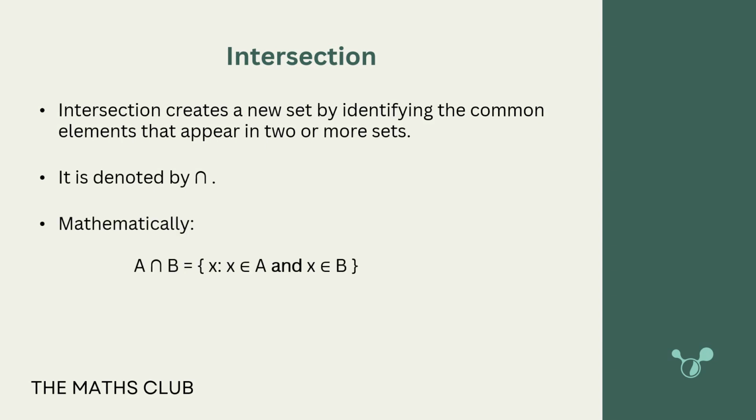How do we talk about this mathematically? So we say A intersection B is a set that contains elements X such that X is an element of A and X is an element of B. That makes sense, right? Because the element X must be a member of A and a member of B. So let's solve some examples that will bring this thing home.